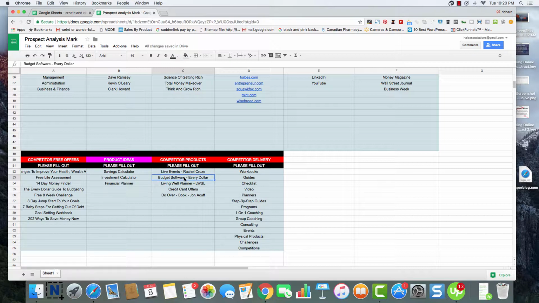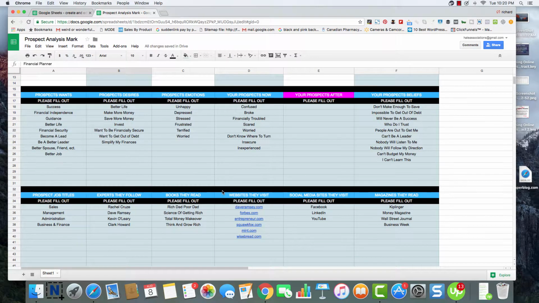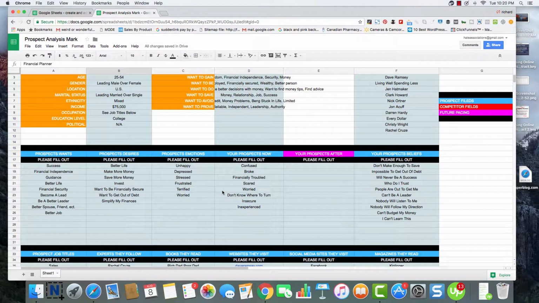We saw budget software from EveryDollar, and this is important because this software can be used for a lot of different things, and it helps you budget. We even saw weekly planners and different things like that. We saw a lot of credit card offers and a lot of different books by pretty big financial experts and such. Product ideas, we started looking at some, and we can use these as free offers too. Savings calculator, an investment calculator, the financial planner. Just now getting into the part of the product ideas, because Mark already had a few different products up, a book, a program, and also working on a few different things.